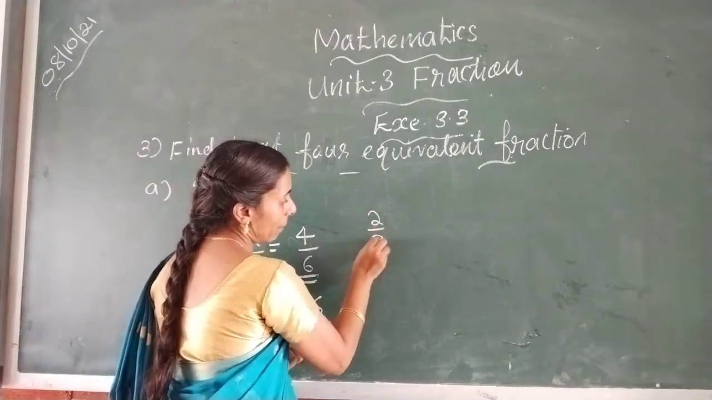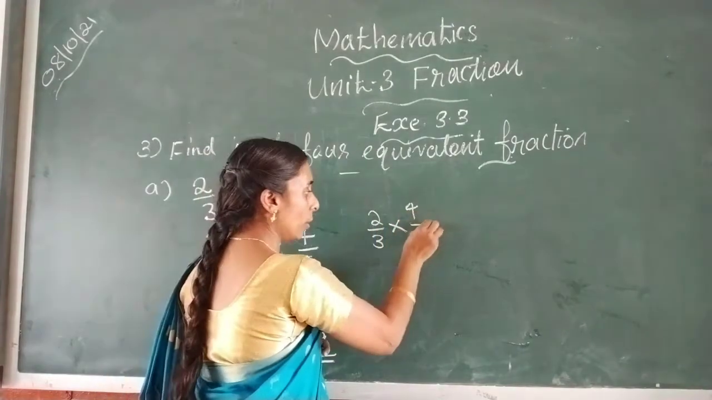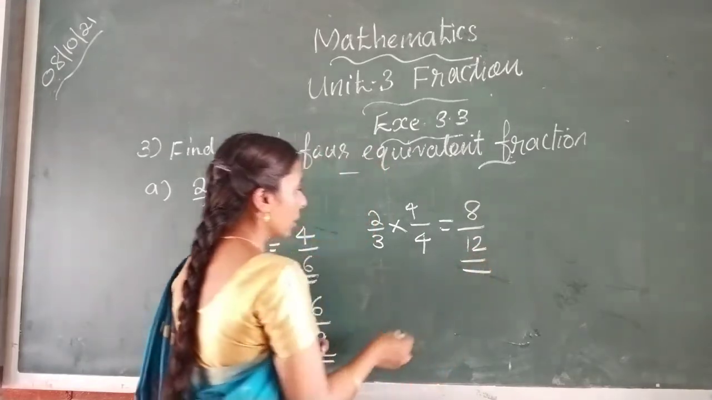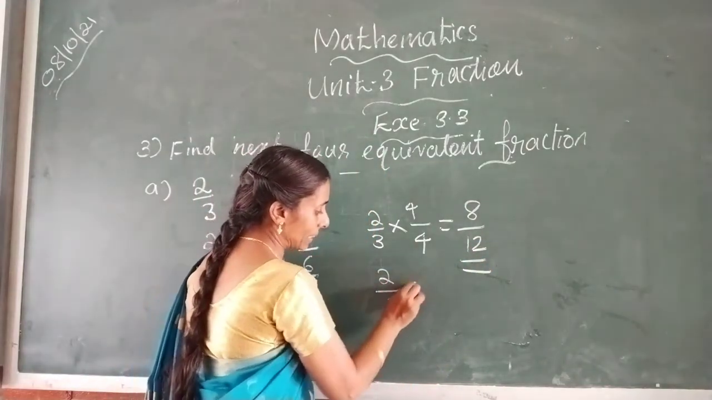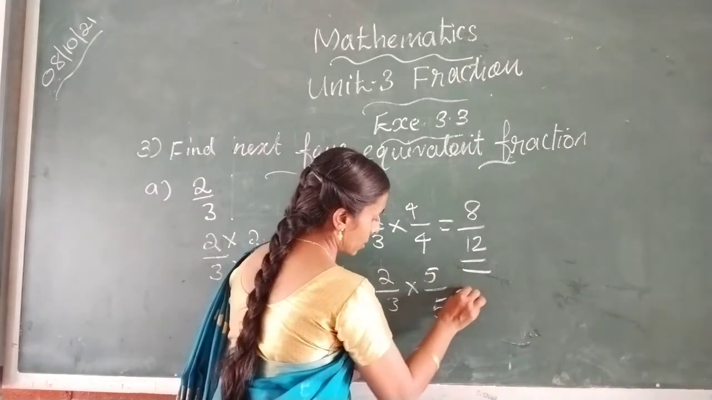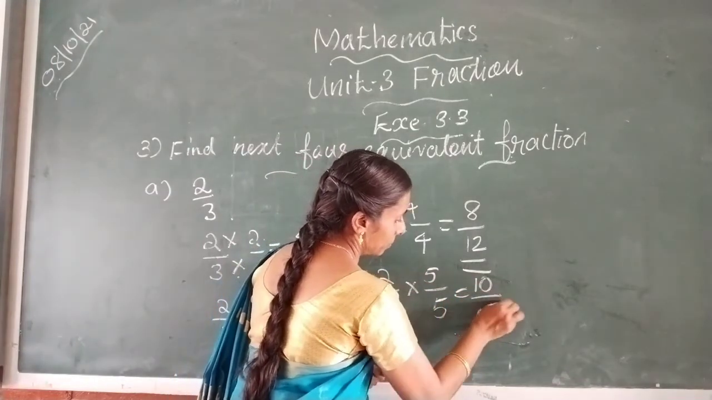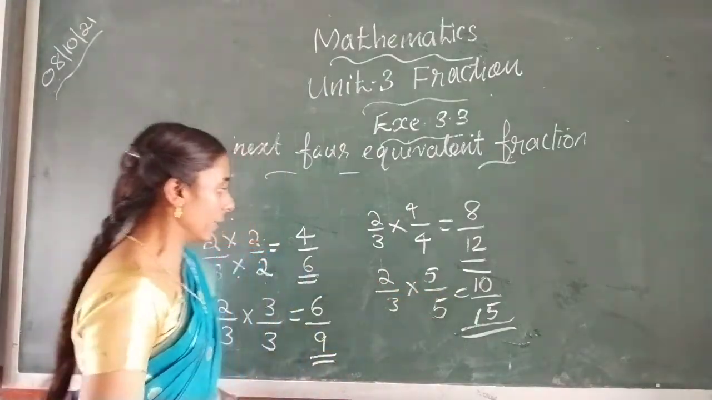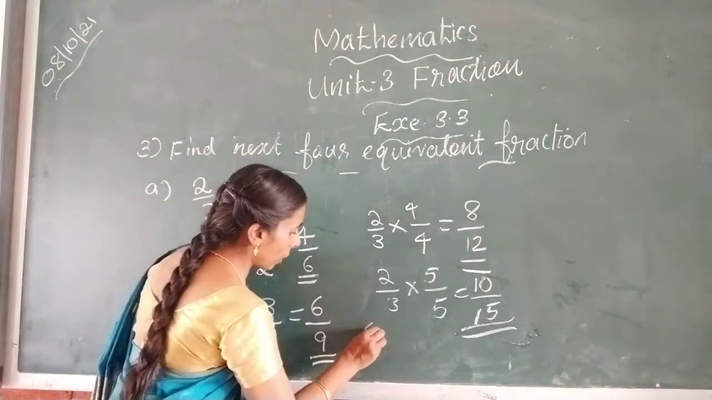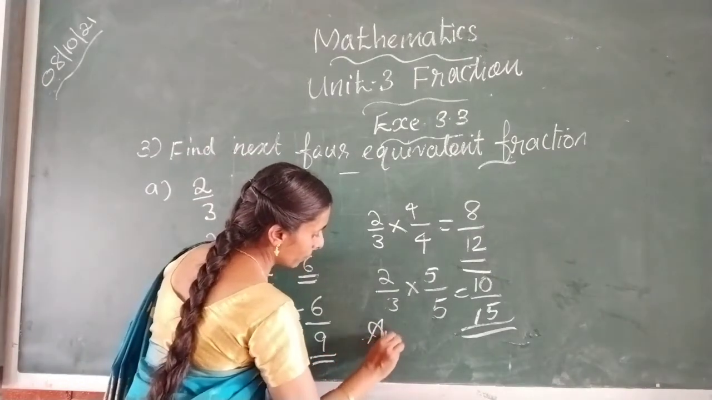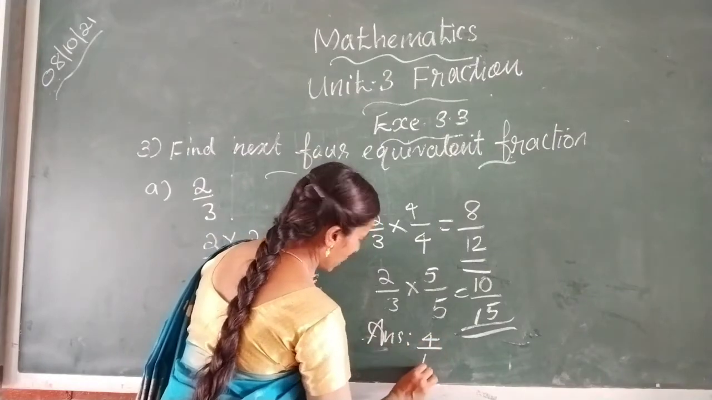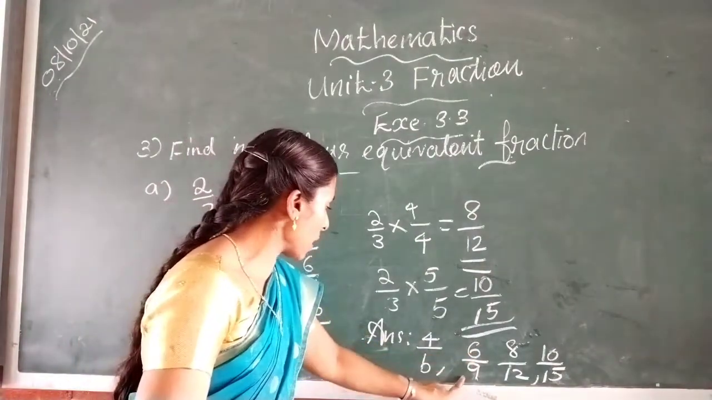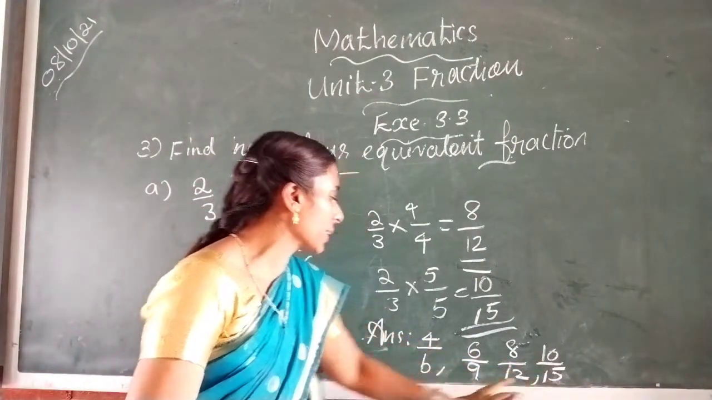2 upon 3 multiplied by 4 upon 4. 2 4s are 8, 3 4s are 12. Next one. 2 upon 3 multiplied by 5 upon 5 is equal to 10 upon 15. 3 5s are 15, 2 5s are 10. Now what are the equivalent fractions? The next 4 equivalent fractions are 4 upon 6, 6 upon 9, 8 upon 12 and 10 upon 15.